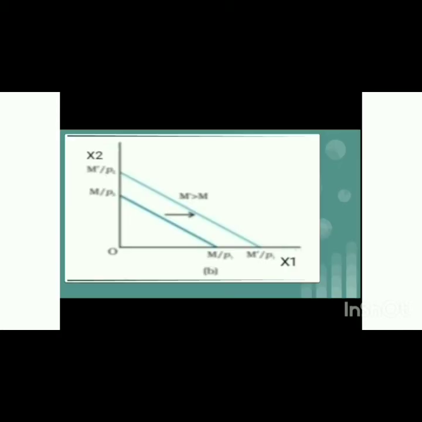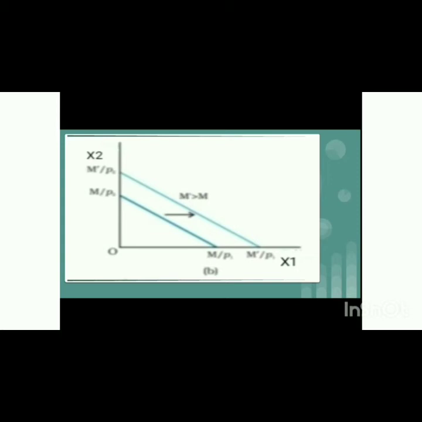If income increases, the budget line will shift rightward. Listen to the diagram. Here the first budget line shifted rightward. The larger budget line represents M dash greater than M. M means the consumer's income. The consumer's first income is M, then the consumer's second income is M dash. M dash is the new income, which is greater than the initial income. M dash greater than M.